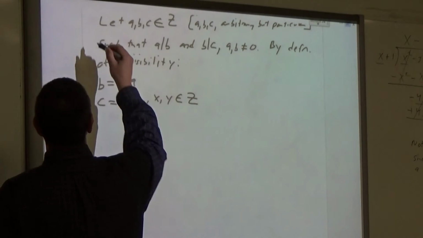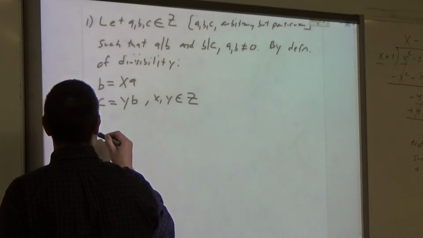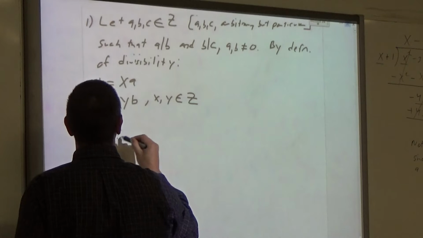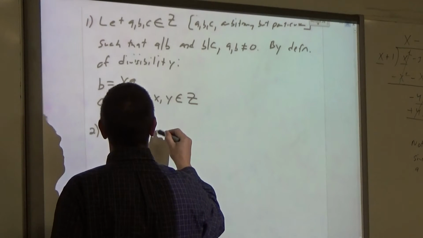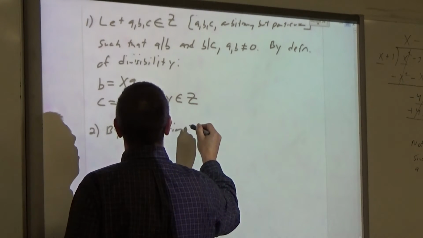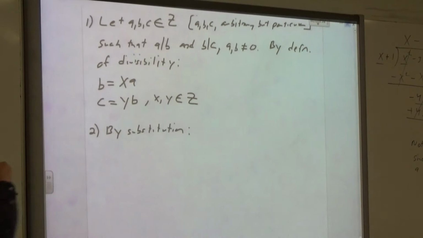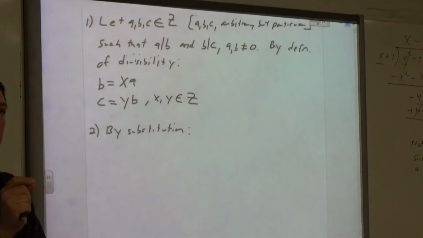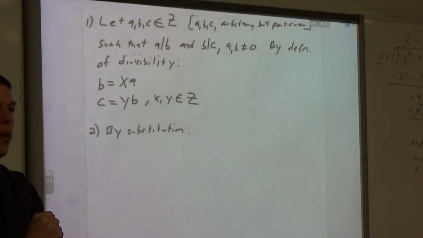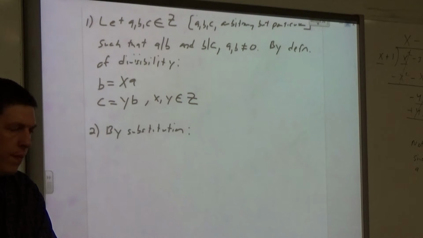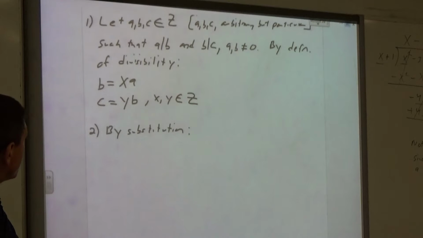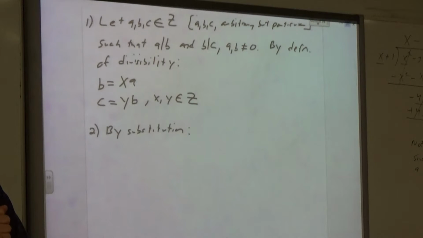Okay, so this is one. Step 2, by substitution, what are we trying to show, guys? We are trying to show that C contains a factor of what? A. Yeah. Correct. Okay. So shouldn't we substitute maybe into C, if we could?